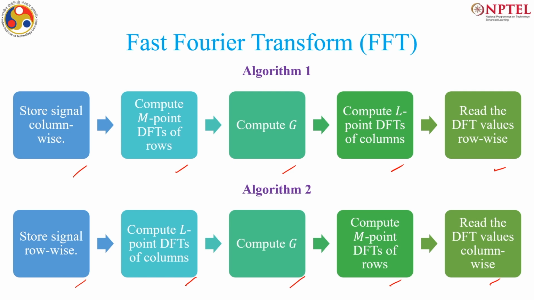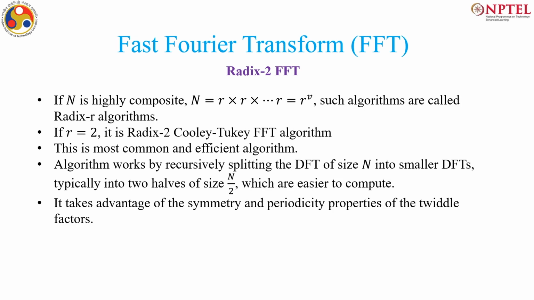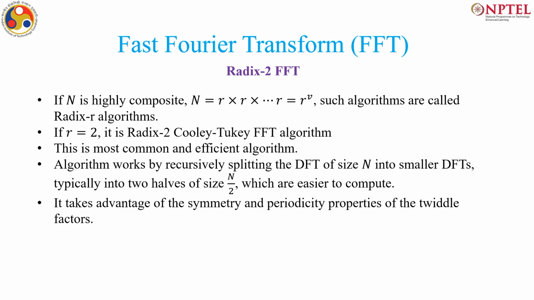So, there is an alternate fashion. Similarly, if you store the signal row wise, first do the DFTs of the columns, then do DFTs of rows, and then read the values column wise. If you have understood this divide and conquer approach, then it is very easy to understand the most common form of FFT, which is the Radix-2 FFT, also called the Radix-2 Cooley-Tukey FFT algorithm, based on the two computer scientists Cooley and Tukey.